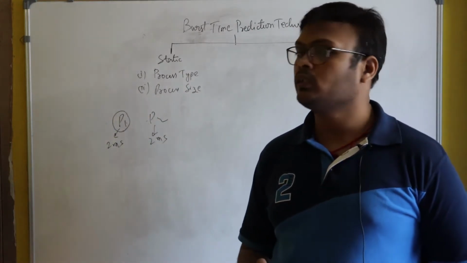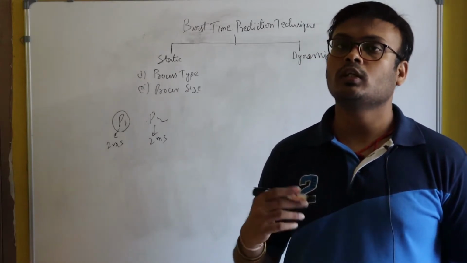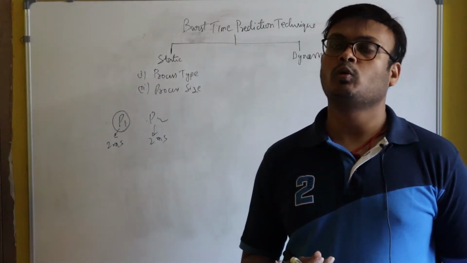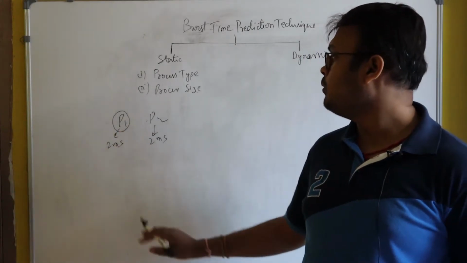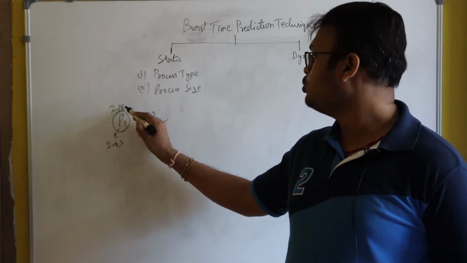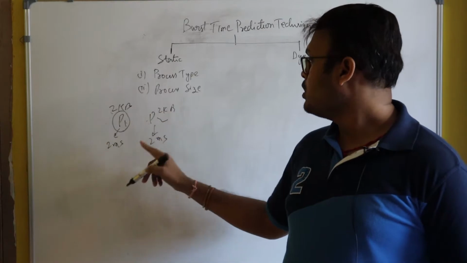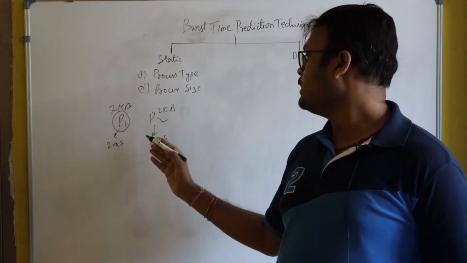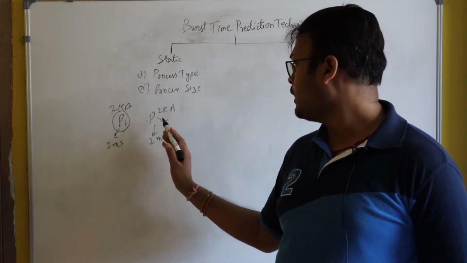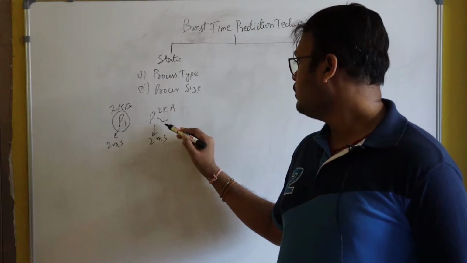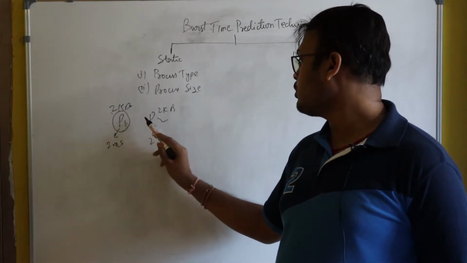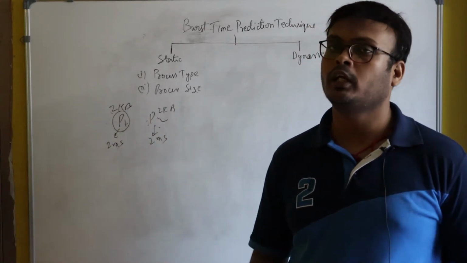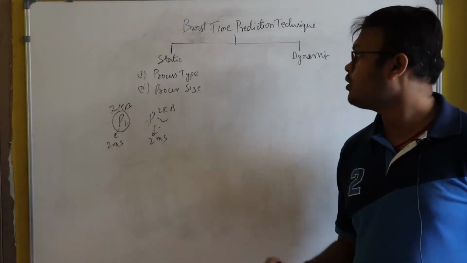And what about process size? Based on the size of the process, we predict the burst time. If the processes have the same size, suppose P1 and P2 are both 2 KB, and P1 ran earlier and took 2 milliseconds, then while running P2 we will see that a process of the same type and same size took 2 milliseconds, so definitely P2 will also take 2 milliseconds. So that's static.